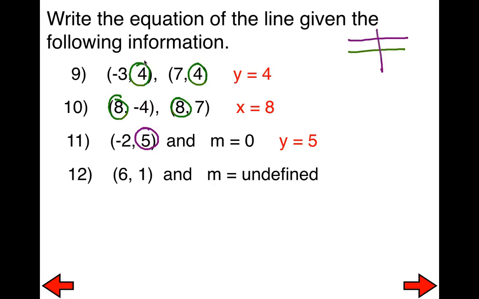What about number 12? It says here 6 comma 1 and the slope is undefined. So again, starting with just a graph, ask yourself, if it's undefined, what kind of line should you expect to see? I would expect to see a vertical line. So here, notice it's cutting through which axis? It's cutting through the x-axis, so this is definitely going to be x equals. And since x equals 6, I'm going to say my equation is x equals 6.